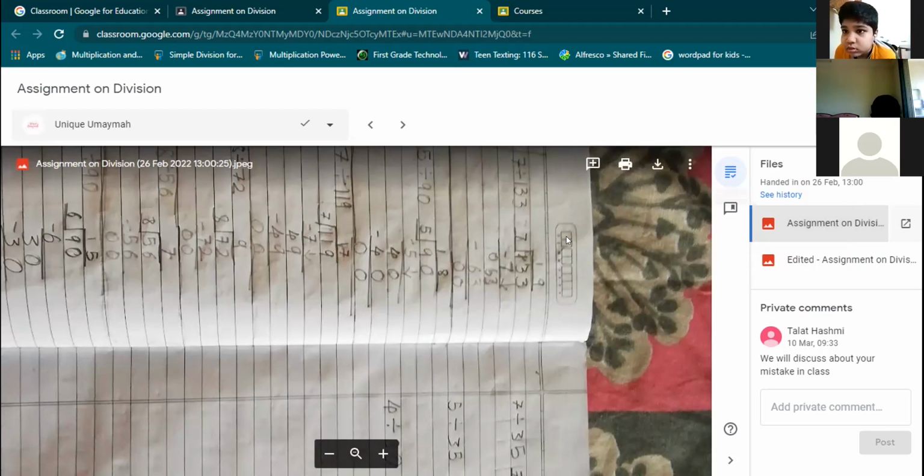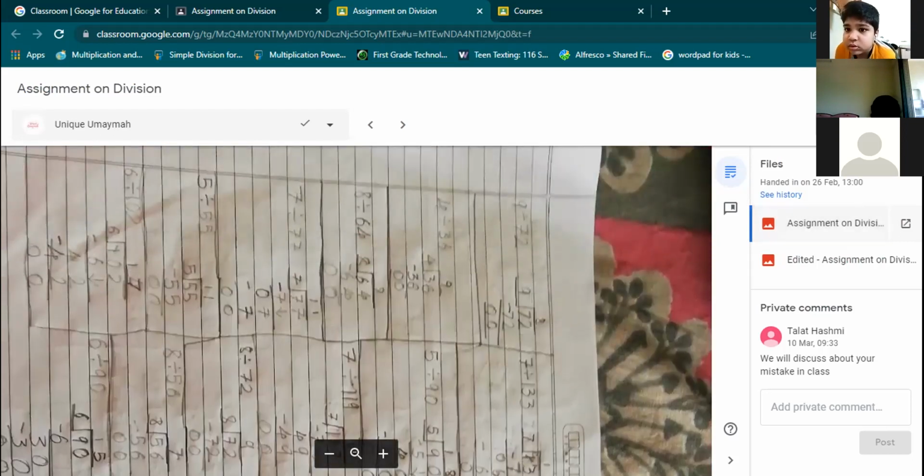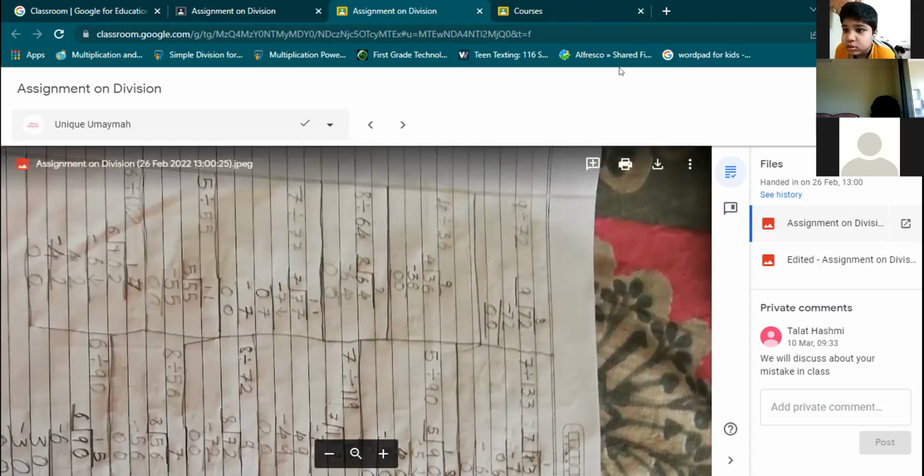Umayma, I'll just annotate and explain it better. Look, Umayma, it's not like I'm pointing out your mistake to everyone. Okay, beta? Everyone makes this mistake. I am explaining to everyone. I'm really happy that you came up with this mistake, so take it positively. I'm really proud that you made this mistake, because it is quite common.